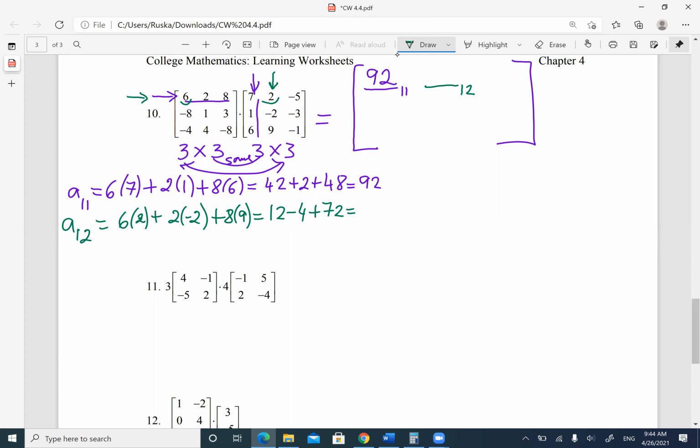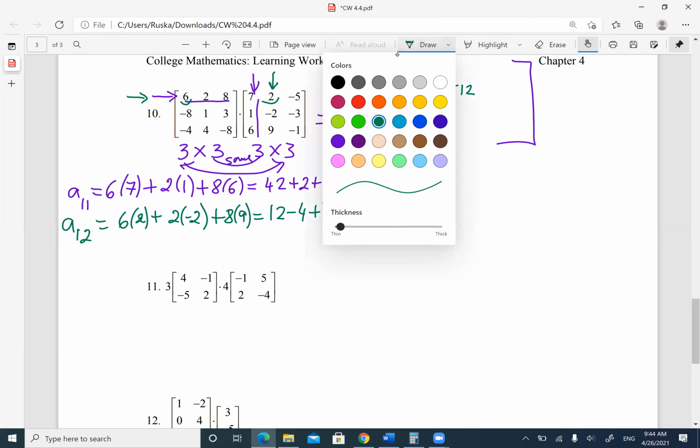So we need to do that. What is 12 minus 4 plus 72? What you guys get? 80? 80. Okay. And then you're going to the next number.